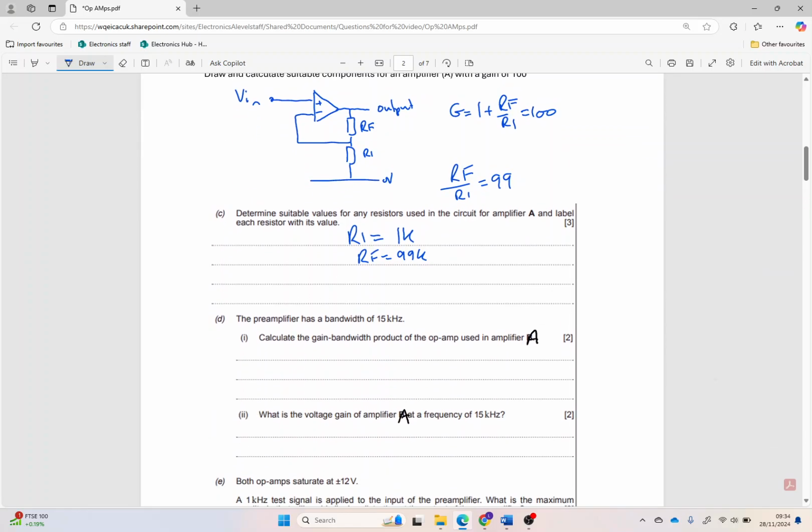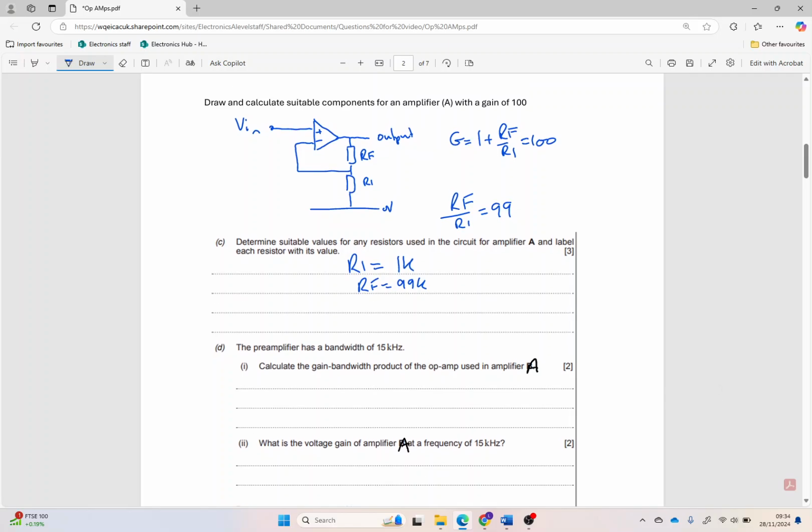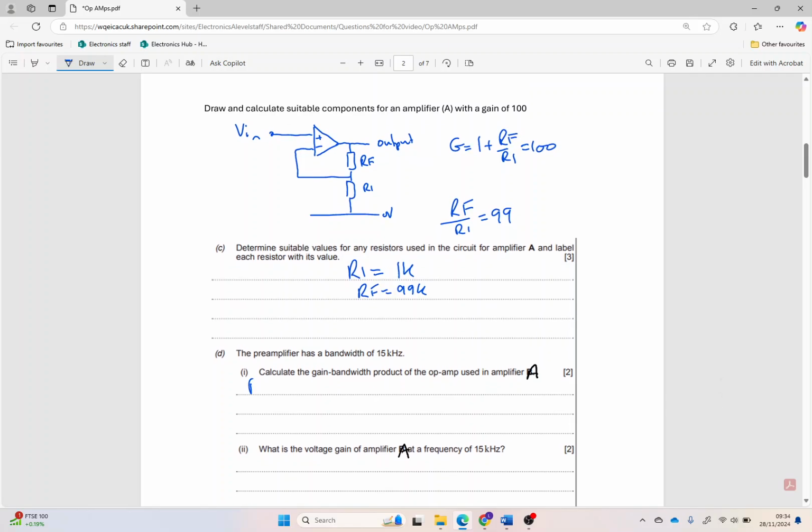Bandwidth of the amplifier. I've obviously adapted this question slightly. So bandwidth equals gain bandwidth product over the gain. If we know the gain is 100, and we stick with that, then gain bandwidth product equals bandwidth multiplied by gain. So we've got 15 times 10 to the 3 times 100 equals 1.5 times 10 to the 6, so that's megahertz.